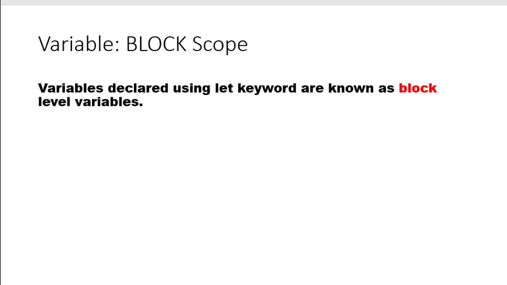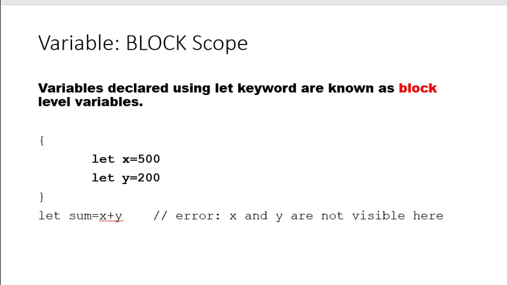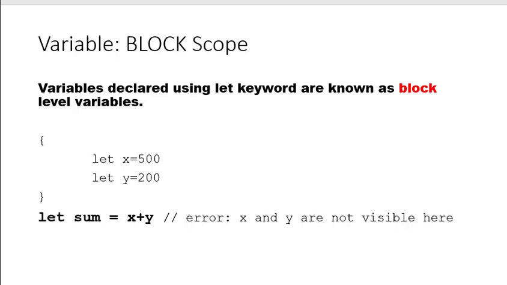Variables declared using let keyword are known as block level variables. It means these are visible only inside the block of code in which they are declared. A block of code is just a piece of code written inside a pair of curly braces. Here in this example, two variables x and y are declared and initialized inside a code block. Then there is last line of code which is outside the code block. This line tries to calculate sum of x and y variables, but this does not work because variables x and y are not available outside the block of code.